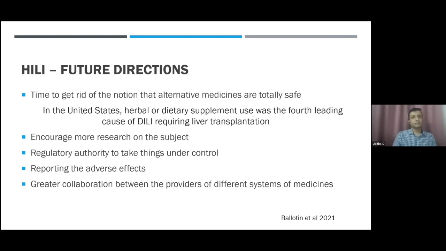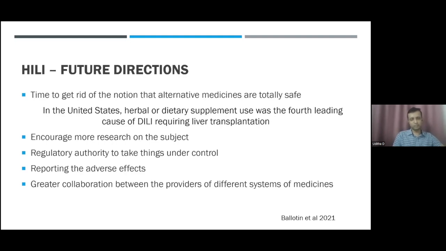So alternative medicines are not totally safe. We have to encourage more research on the subject, and we have to encourage regulation of these medications and reporting of adverse events. And of course, there has to be greater collaboration between the different systems of medicine to identify and make the use of these herbal or alternative medicines safer. Right, so that is just about herb-induced liver injury.